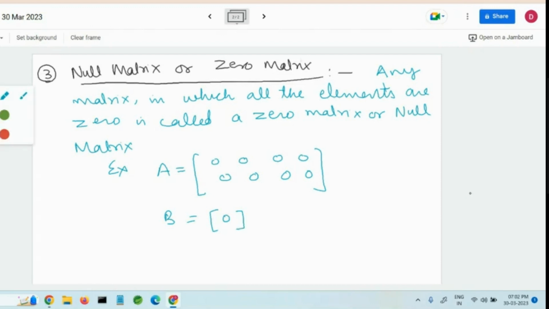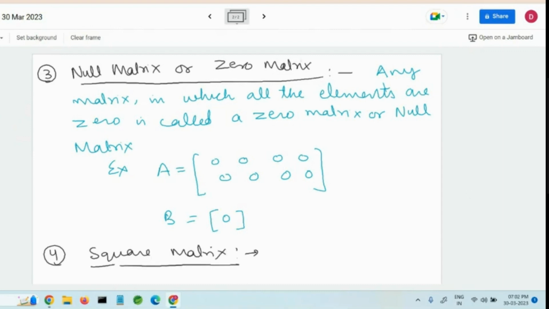Now the next is the square matrix. In a null matrix, all the elements are zero. In the second case, the matrix has the order 1 by 1 because there is only one element, so it has one row and one column. So this is an example of a null matrix.